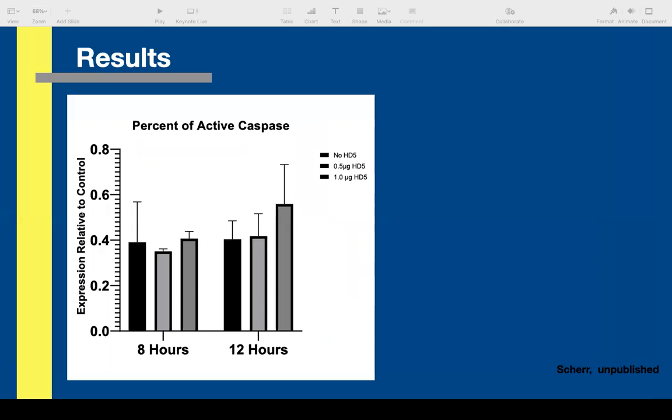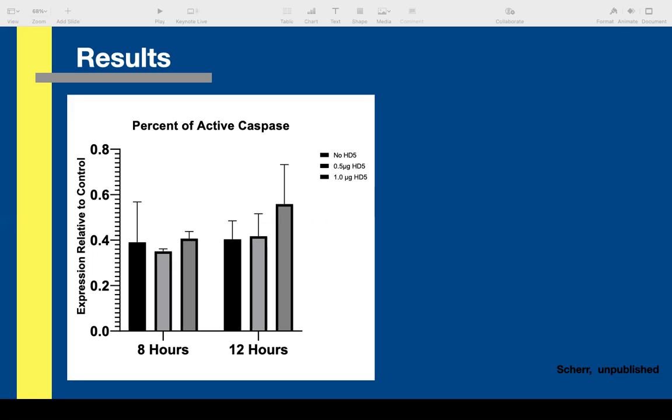The figure on the screen here shows the ratio or percent of active caspase in each sample. This data reveals that the amount of activated caspase 8 is higher in the 12-hour samples. No significant difference is seen amongst the 8-hour samples.